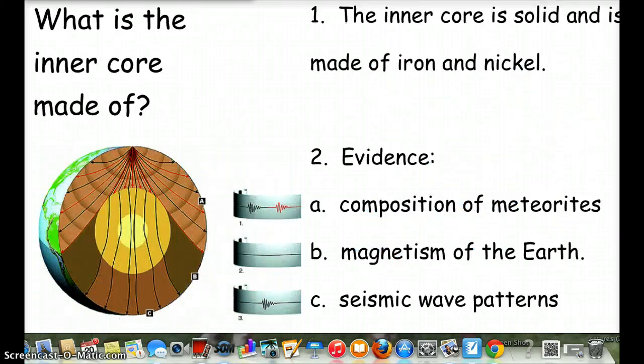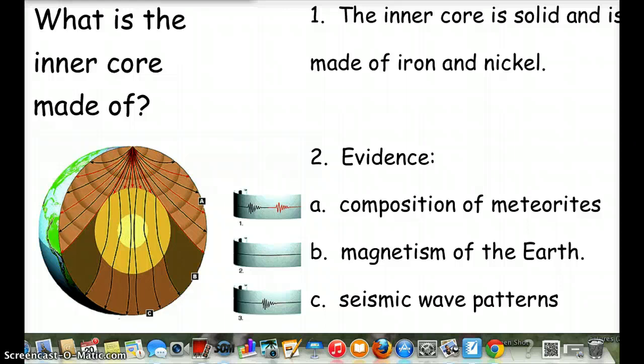Okay, next, what is the inner core made of? Well, the inner core is solid and is made of iron and nickel. And there are three pieces of evidence that we have that tells us this. One, again, is the composition of meteorites. They are mostly made of metal, or I should say the metal iron.